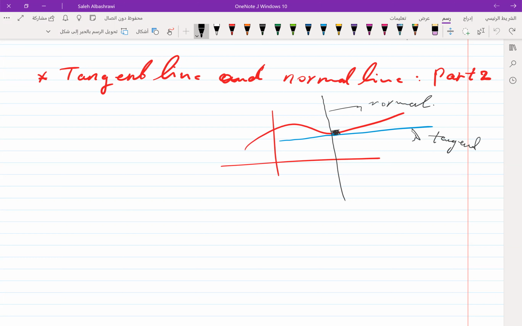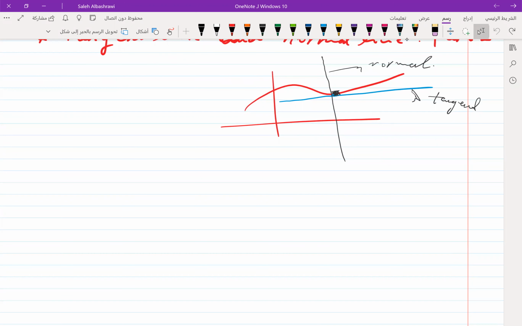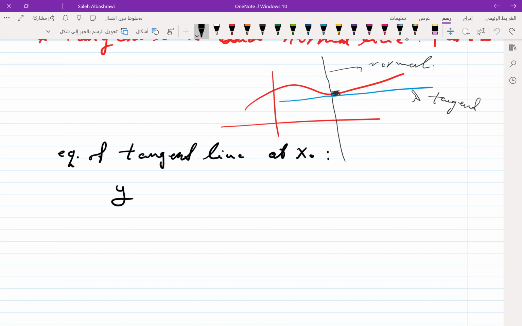We said that the equation of the tangent line at x0 is given by y equal to f prime of x0 multiplied by x minus x0, plus f of x0. This is the equation of the tangent line. We gave different types of examples last time.